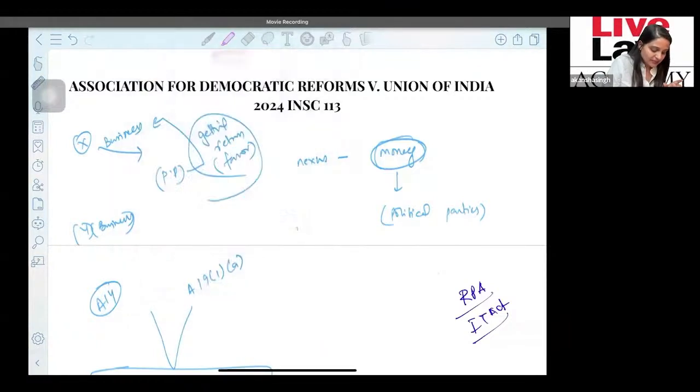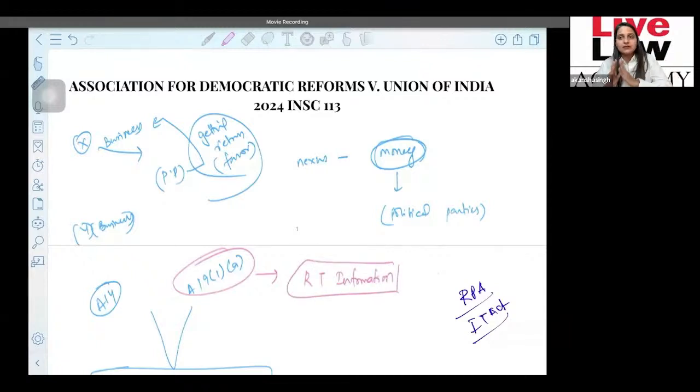Now, the second aspect is 19(1)(a). Now, we all understand 19(1)(a) gives us the freedom of speech and expression. But within this speech and expression, right to information has been considered to be an important fragment, right? So your right to information is protected under Article 19(1)(a). Now the question comes, because of this electoral bond scheme, was there anything introduced?